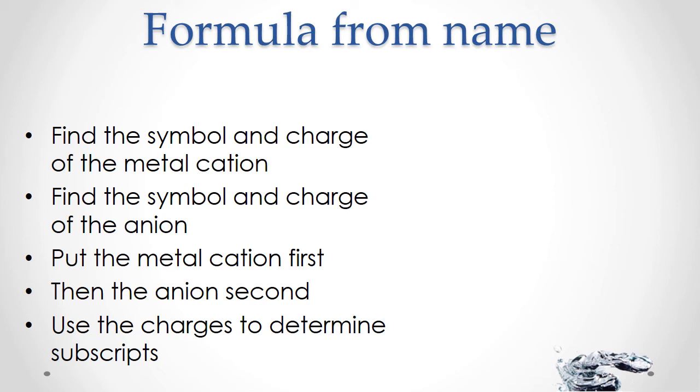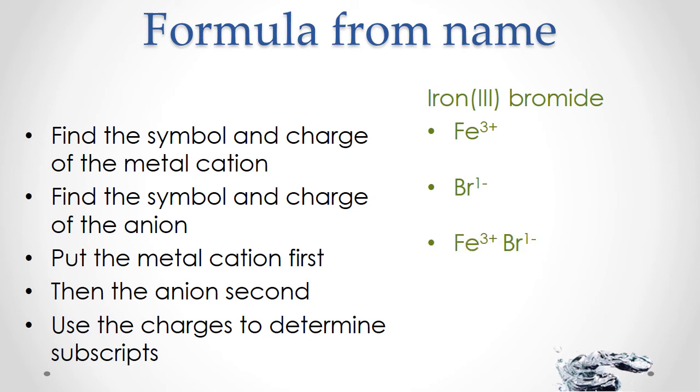So let's follow our example of iron 3 bromide. Iron is going to be Fe. The 3 plus charge we're going to get from the Roman numeral. The anion is going to be Br, and it's going to be a 1 minus charge because it's a halogen that is a monatomic ion. When we put the two together, we're going to put the metal first, so we're going to have Fe3+ and bromide Br1-. Now let's take our superscripts and make them subscripts.